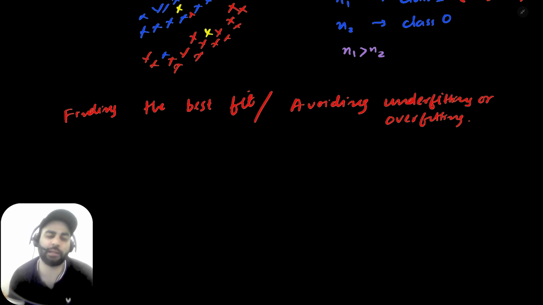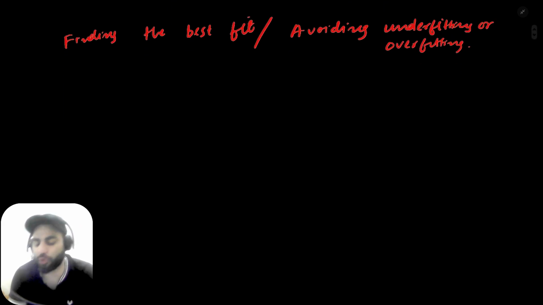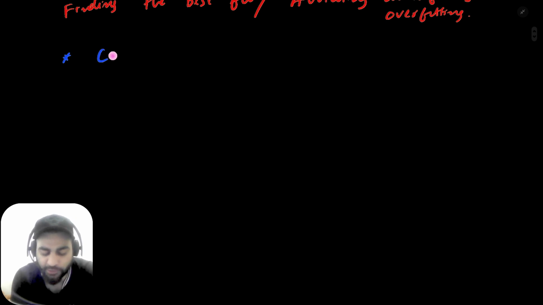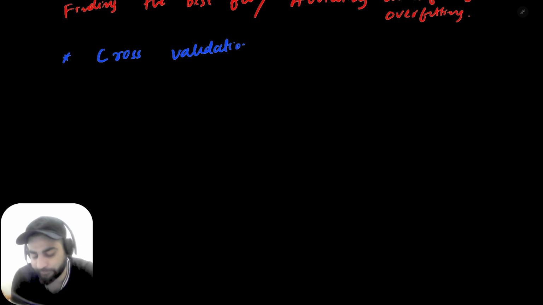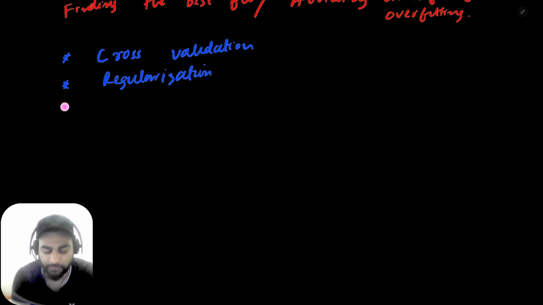There are a lot of techniques to do this. There are techniques like cross validation. I'll just mention the techniques, and then slowly, once we progress in the course, you will almost learn about all the techniques. Once the topic comes up, we'll have a detailed discussion on that. So the first thing is cross validation. Then other techniques are regularization. Another technique, feature selection.